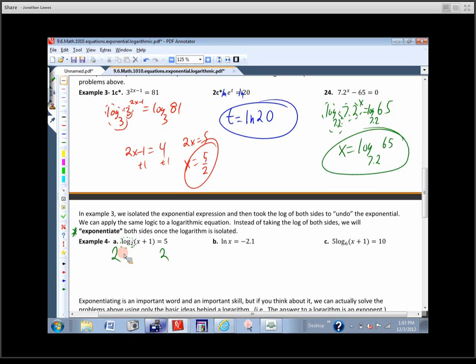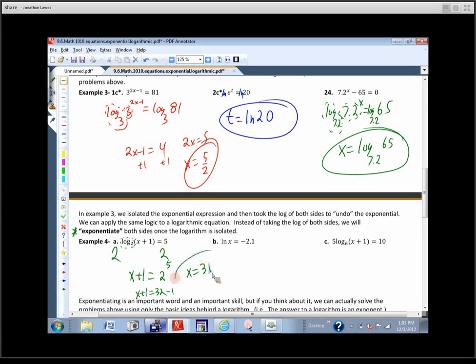They undo each other. So I get an x plus 1, and on this side, I have 2 to the 5th. Now, 2 to the 5th is a pretty easy number to figure out. What is it? 32. So this is x plus 1 equals 32. And if I move that to the other side, I get x equals 31.